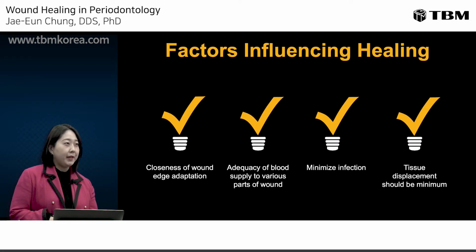To promote the healing of the wound, there are 4 factors influencing wound healing. First, closeness of the wound edge adaptation. Second, adequate blood supply to the wound site. Third, reducing the infection. And last, the tissue displacement should be minimal. It means the wound stability.